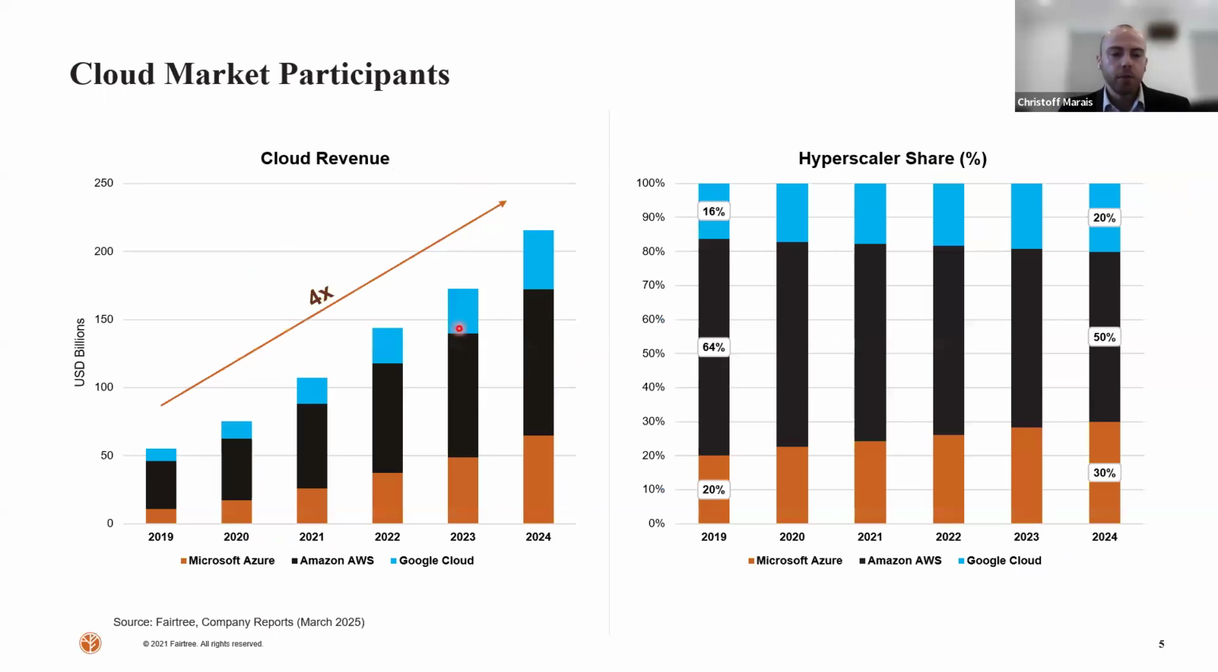Just looking at the revenue for these three players, it's actually been such a growth industry. In 2019, the combined revenues of the three were just over 50 billion. That has grown 4x until 2024, where it's currently over 200 billion. Looking at the right-hand side of the hyperscalers, AWS is the largest. They currently have around 50% market share, but they have been ceding market share through the years to some of the smaller players, Azure and Google Cloud, which combined also have around a 50% market share.